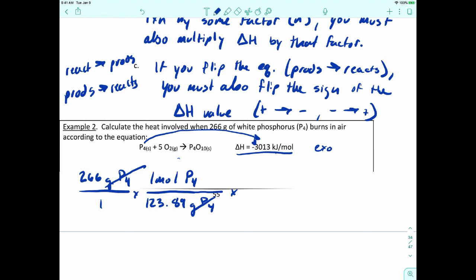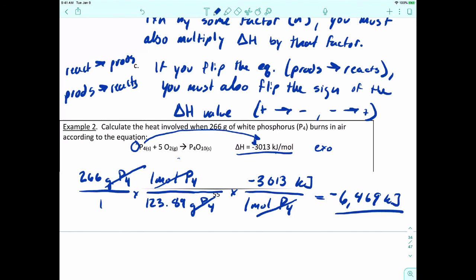And the unit tells us kilojoules per mole. So we're going to use the stoichiometric coefficients. You've got 1 mole of P4, you got 1 mole of the heat. So what we're going to say is that for every 1 mole of P4, and that goes in the bottom, we're going to have negative 3,013 kilojoules. So that way moles of P4 cancel out, and there's our heat. All right, so if P4 had 2 moles, instead of writing 1 mole, we would write 2 moles. All right, and this is equal to negative 6,469 kilojoules. And that's it.